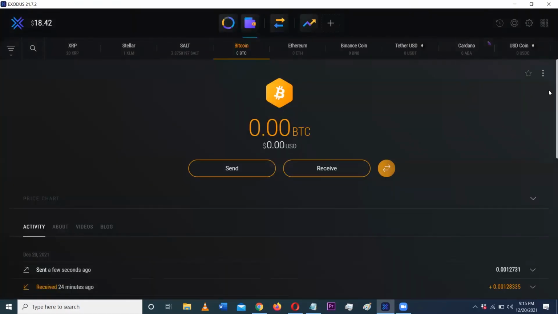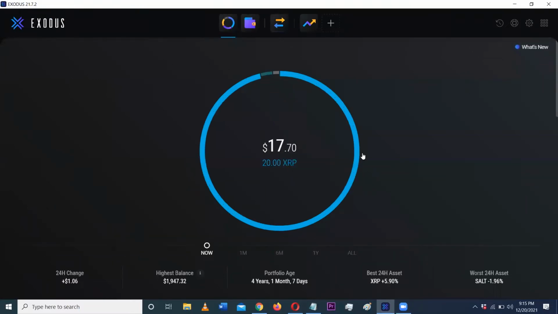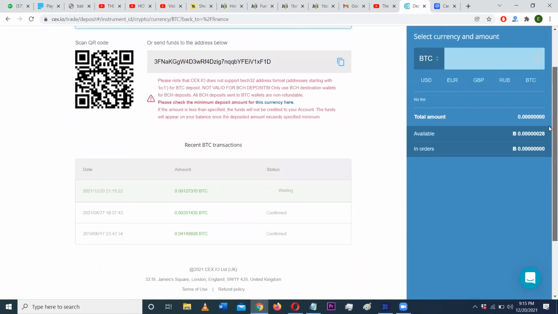But if I come to Exodus right now, you realize that instantly on the portfolio side, my total money has reduced because I had $78 in my account, of which $60 was Bitcoin. I've sent the Bitcoin out, so it's just left with everything else. So I'm going to close Exodus for now and come to CEX. On the very page where I just copied the address from, it shows my most recent Bitcoin transactions, just the recent ones.